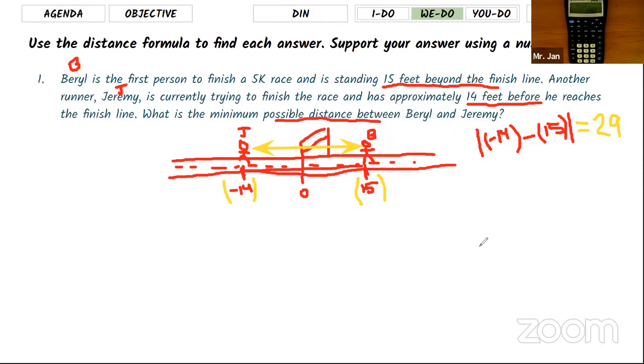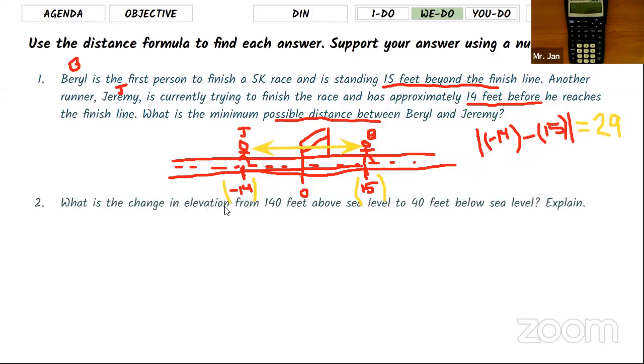Okay, so let me minimize the calculator, or let's put the calculator on this side. Maybe we will need it again. Okay, so the next problem is, what is the change in elevation from 140 feet above sea level and 40 feet below sea level? Perfect, I'm glad you get it.